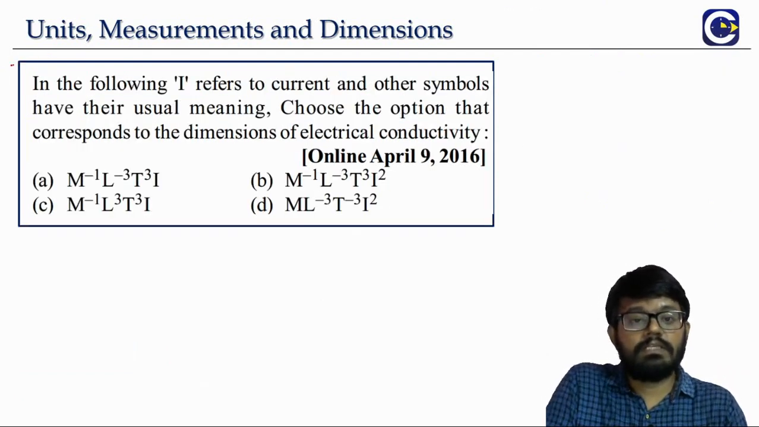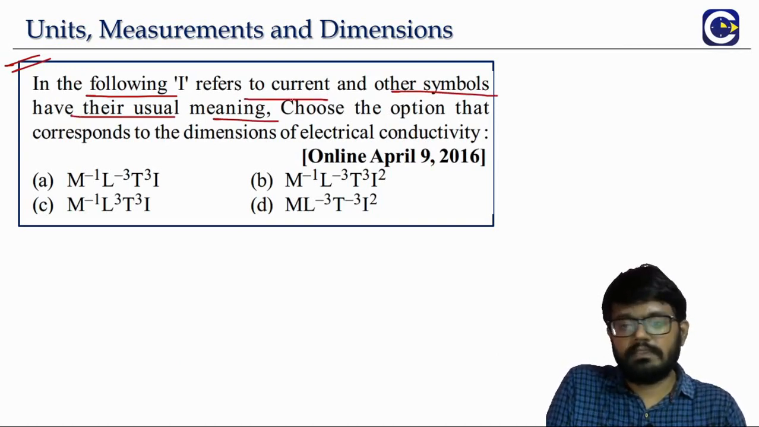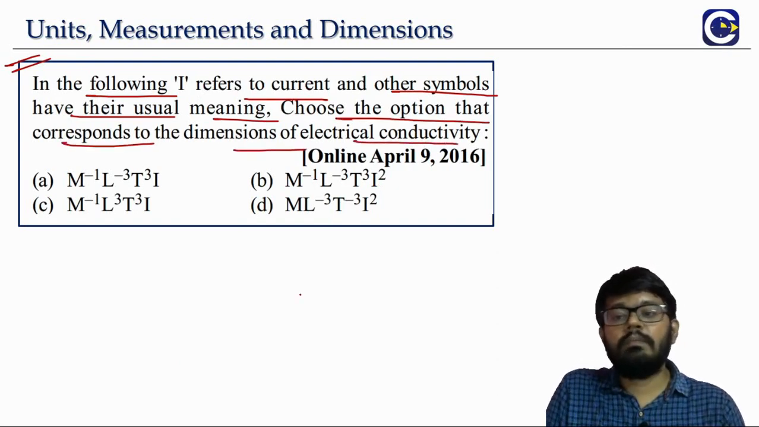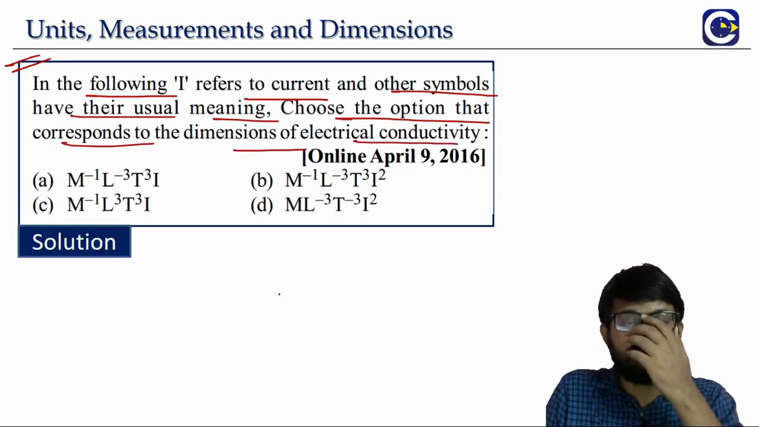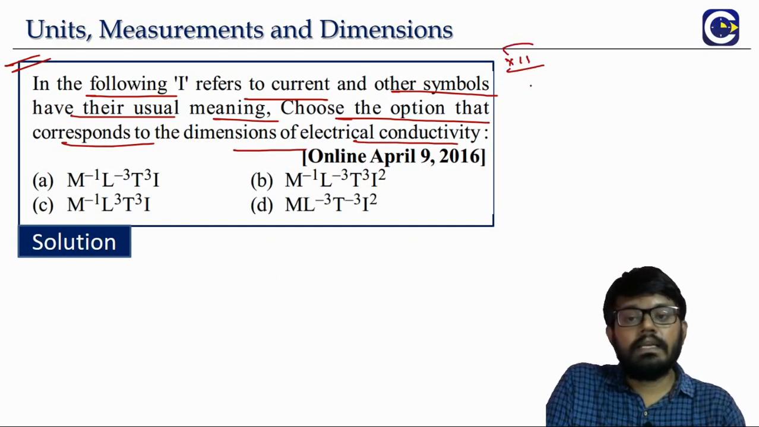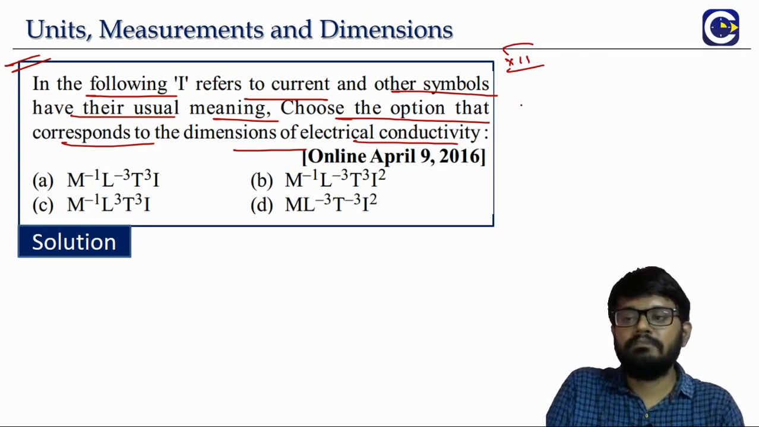Next we have another question, dimensions approach. In the following, I refers to current and the other symbols have the usual meanings. Means M, L, T are all the usual dimensions. Choose the option that corresponds to the dimensions of electrical conductivity. All these things will come for us in the +2 current electricity chapter. But we can still answer this question based on our 10th standard level concept.